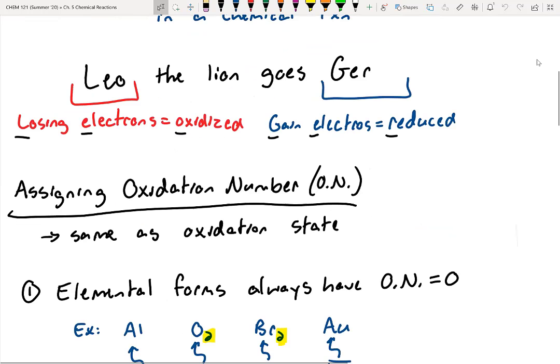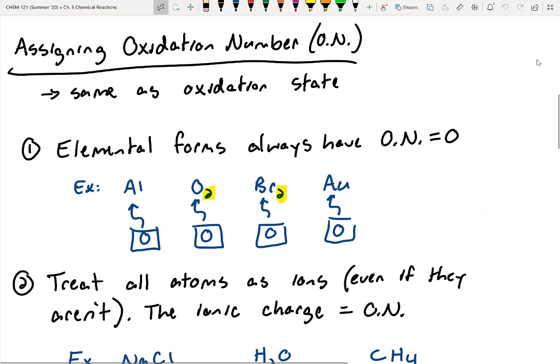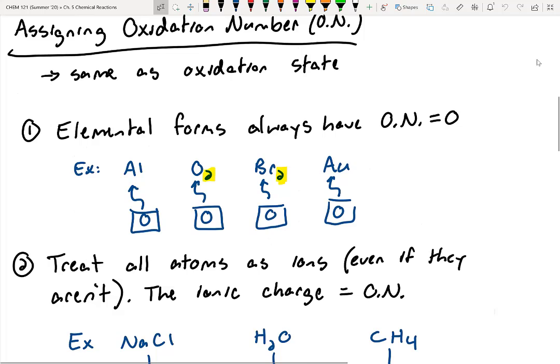And so the way I remember this is Leo the lion goes grr. So loss or losing electrons is oxidized, gaining electrons is reduced. So if you can remember that, that'll actually be helpful for your biology classes too, because it may come up in biology. And then assigning oxidation numbers is pretty important. We're going to be doing this during our review today, but I just wanted to quickly brush up on it.